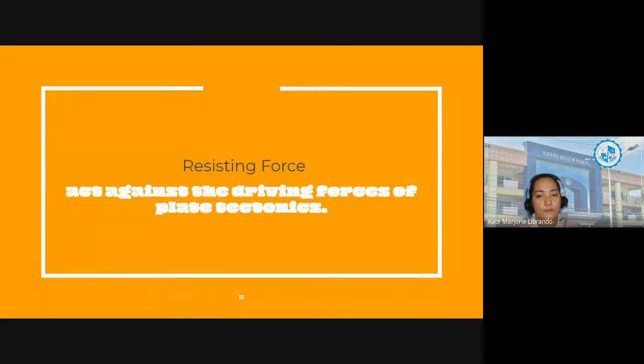Okay, now second one, we have this resisting force, right? We have driving force. Now all driving forces are the mantle convection. Let's recall what are those: mantle convection, slab suction, ridge push, and slab pull. Okay, those are the four driving forces. Now let's discuss those four resisting forces. When we say resisting forces, it acts against the driving forces of the plate tectonics.